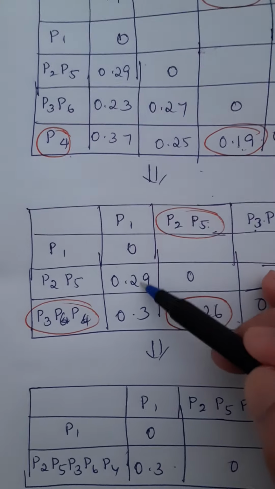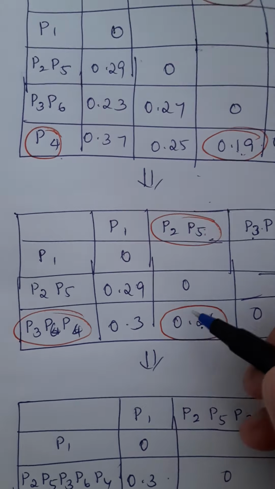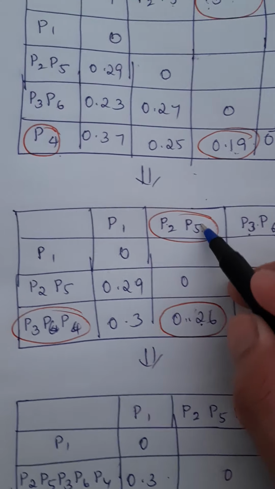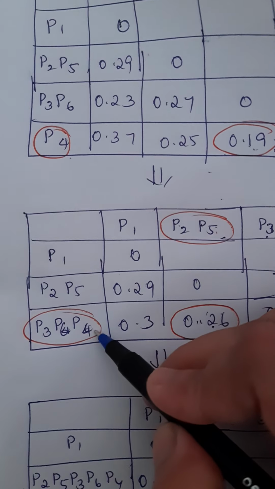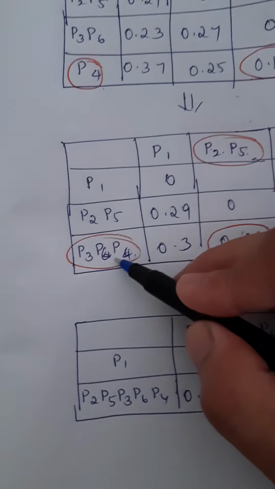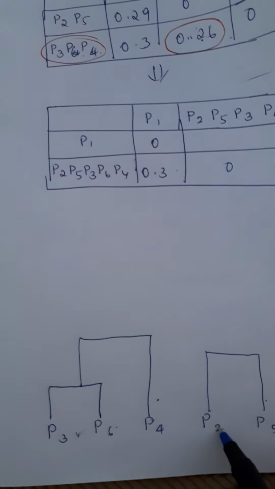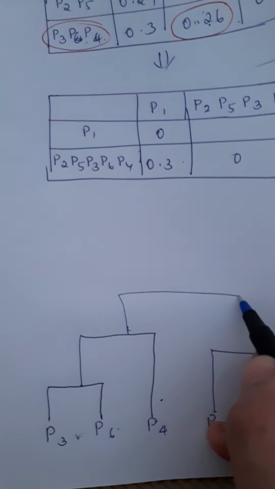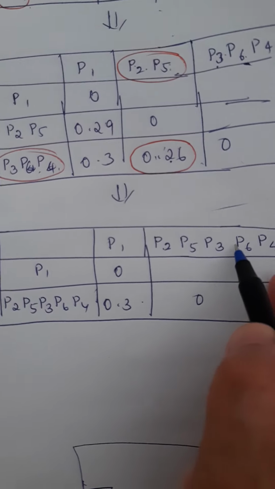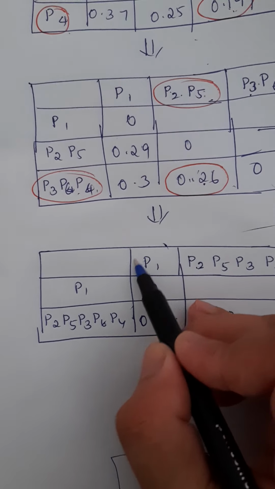Repeat the process. Find the values. Now again the least value is 0.26. This corresponds to P2, P5 and P3, P6, P4. So I have to merge cluster P2, P5 with P3, P6, P4. P3, P6, P4 is this, P2, P5 is this. So these two will get merged. That is what this is: P2, P5, P3, P6, P4. And then we have only P1.